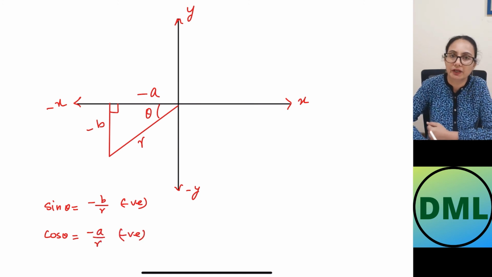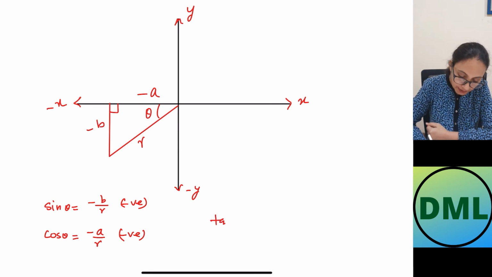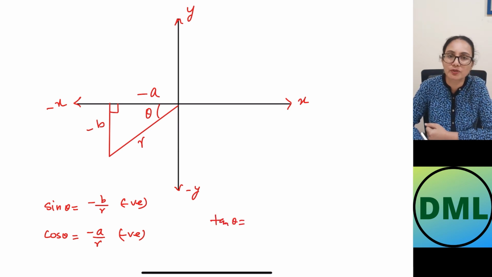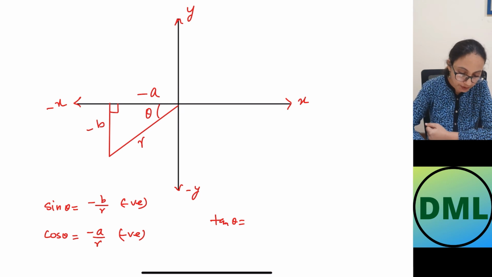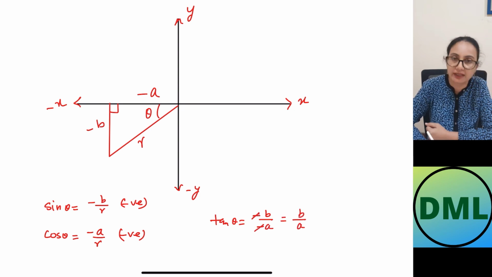Now I will write down the value for tan theta. So tan theta is equal to opposite over adjacent. For this angle theta, opposite is minus B and adjacent is minus A. So the value is minus B over minus A. Let's substitute the value here. The minus signs get cancelled and it will be B over A only, which is positive here.